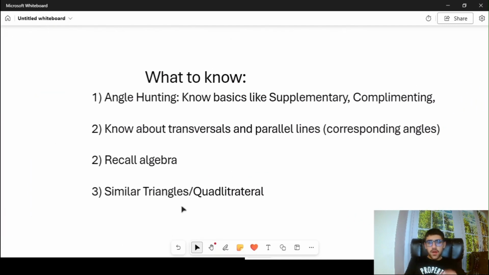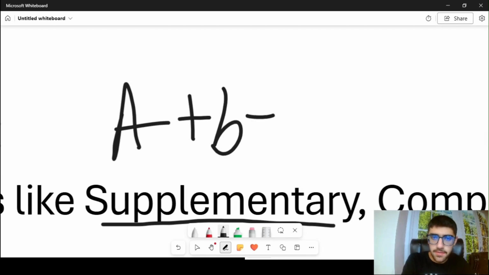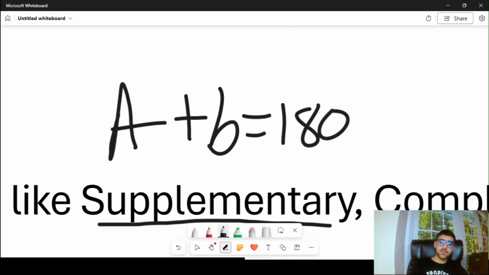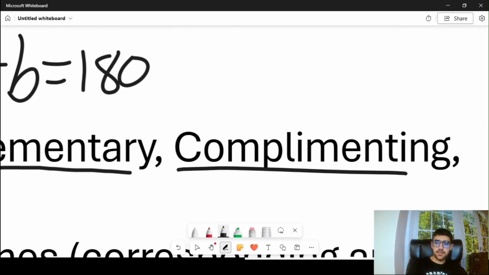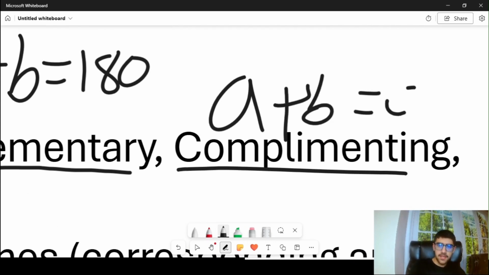So mostly what this focus skill consists of is angle hunting. One of the most important things is to know the basic skill of complementary and supplementary. Supplementary is when A and B add to make 180, where A and B are both angles. Complementary is when A plus B add up to make 90.